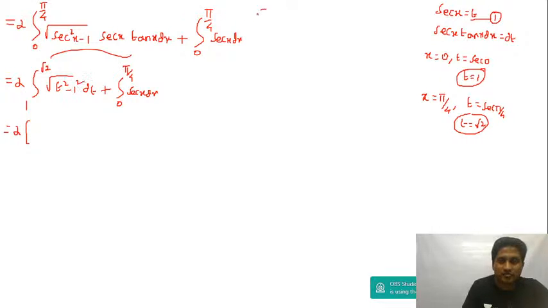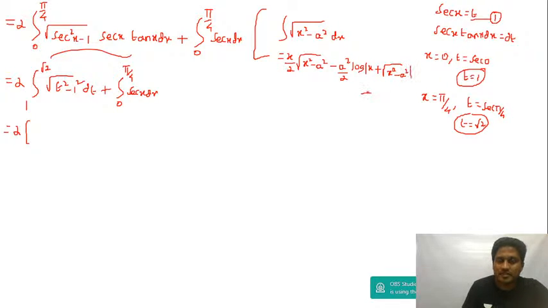So I'm going to use the formula: integration of root of x square minus a square special integral will be equal to x by 2 into root of x square minus a square, minus a square by 2 log of x plus root of x square minus a square, and then plus c. So let us use this formula, guys. So you get this as t by 2 into root of t square minus 1, minus a square by 2.